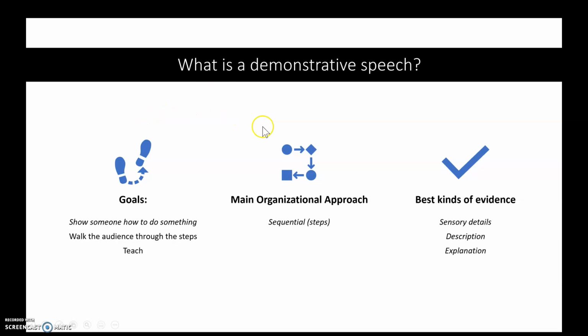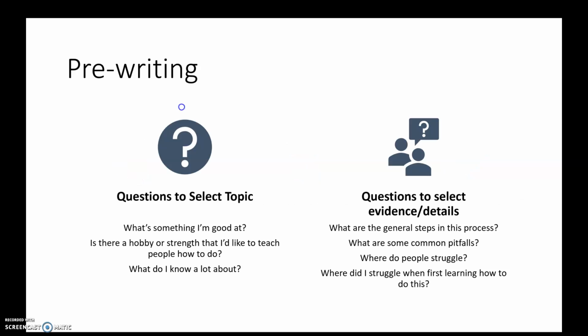The main organizational approach here is going to be sequential. So you want to go through the steps involved. And the best kinds of evidence are going to be sensory details, descriptions, and explanations. Explanations are crucial. You want to explain why you need to do each of the steps.